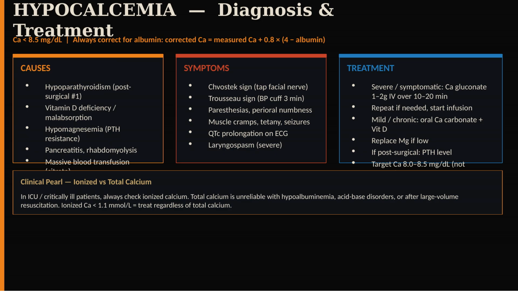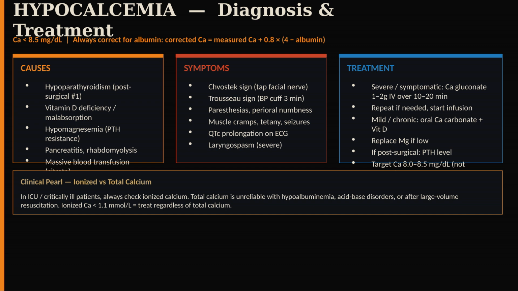Tapping the facial nerve makes the face twitch. The Trousseau sign: a blood pressure cuff inflated for 3 minutes triggers carpal spasm. Perioral numbness, cramps, tetany, seizures, a prolonged QT, and in the extreme, laryngospasm.